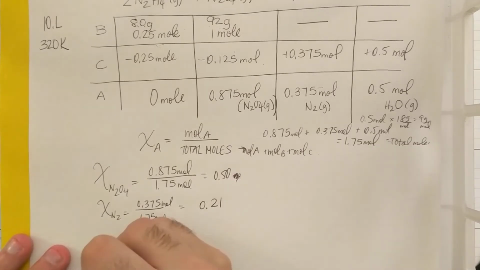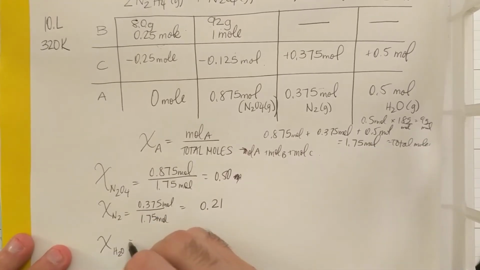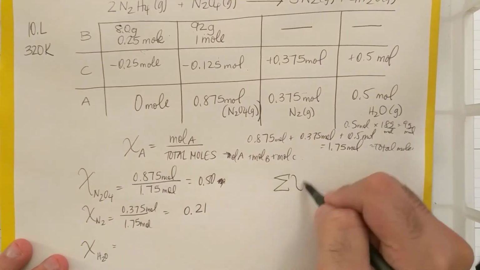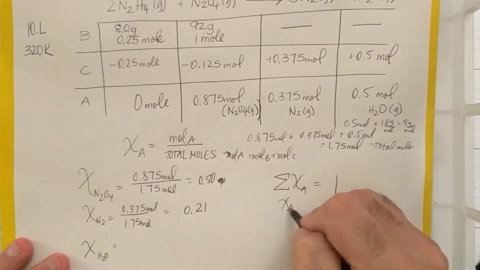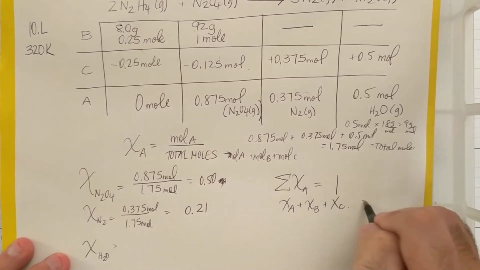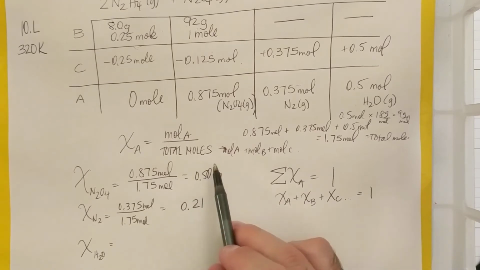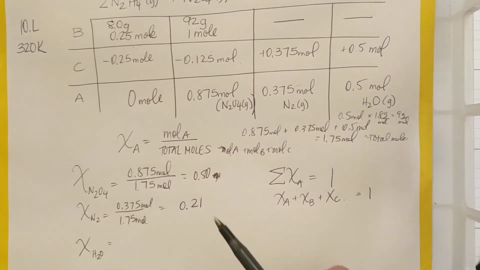Now, there are 2 ways I could solve for my last mole fraction. The sum of all my mole fractions is going to equal 1. So the mole fraction of A plus the mole fraction of B plus the mole fraction of C all equal 1. It's kind of like percentages. I could either add these 2 together and subtract from 1, or I could just solve it. I'll get the same thing.